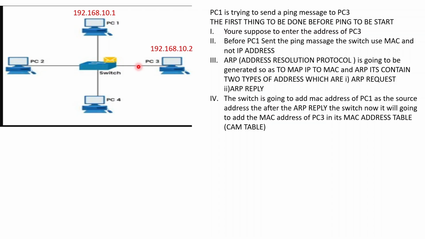Then the switch is going to add the MAC address of PC number 3 in its MAC address table. Now the switch already has the MAC addresses of PC number 1 and PC number 3 in its MAC address table. So now the switch is able to forward the frames between these two devices directly, without broadcasting to any other device, since it already knows the destination MAC address and the source MAC address. It has already learned those MAC addresses and added them to its MAC address table.